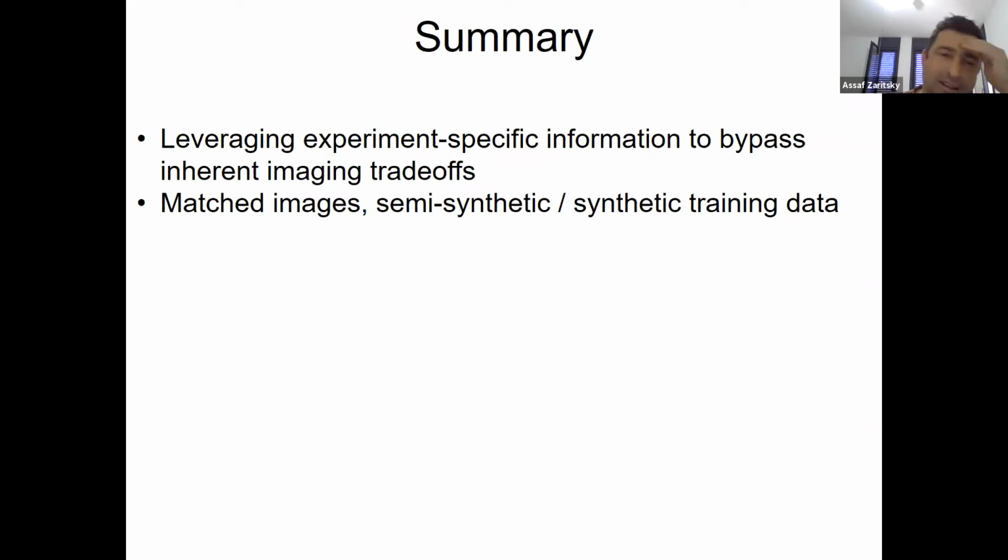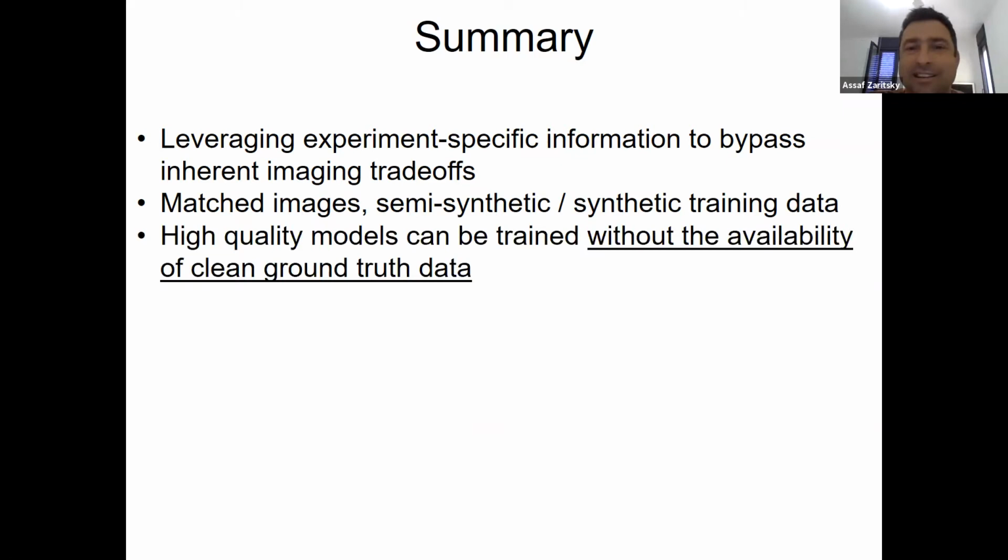And so high quality models can be trained from simulated images or without clean ground truth data, which is key here, because you're not going to get people to do matched imaging or high and low resolution all the time. I mean, it's a very limiting step in order to actually get it usable by others, which is important.